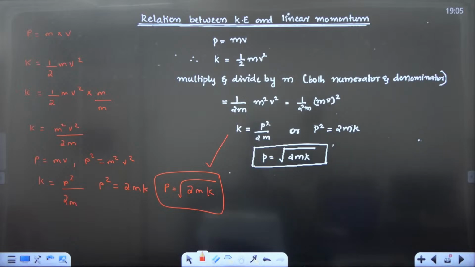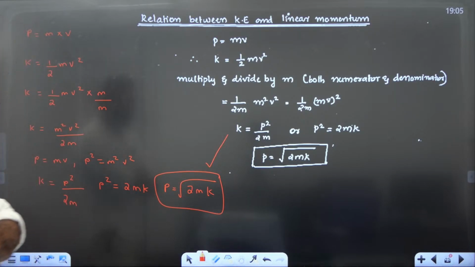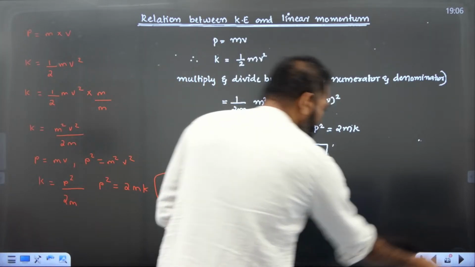Relation between kinetic energy and linear momentum, this is very, very important. Okay, P equal to root 2mK.